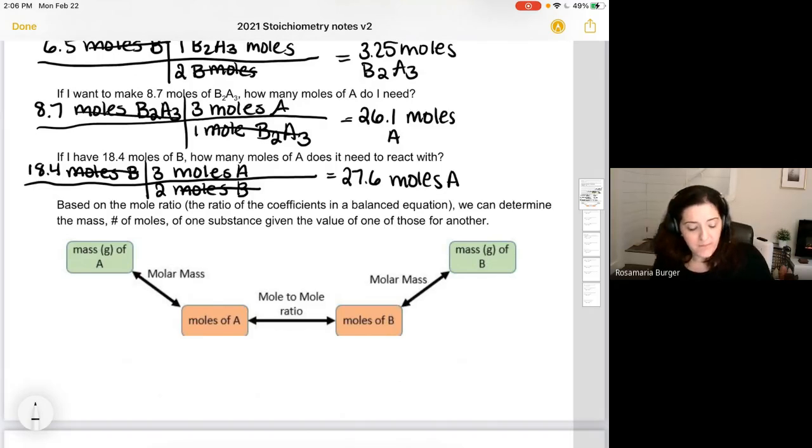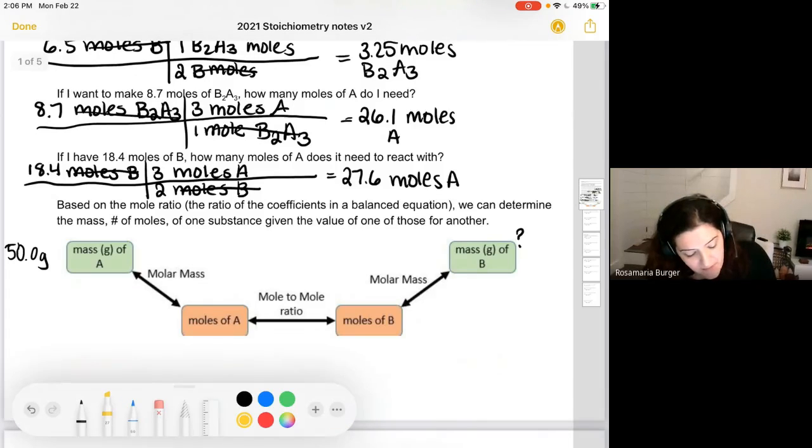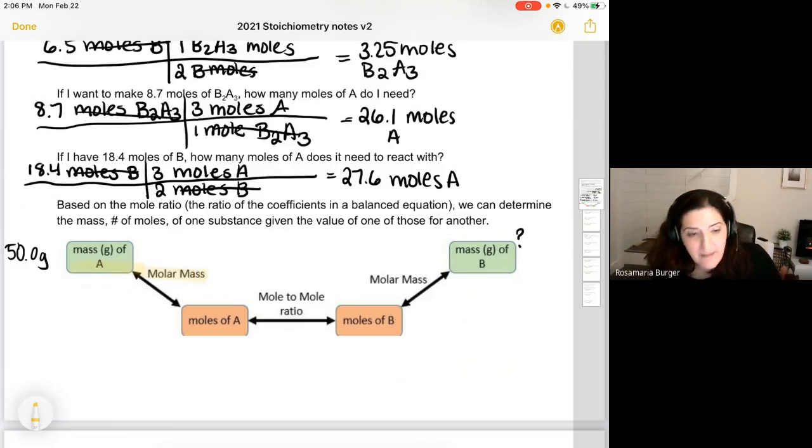Okay. So let's say I wanted to get the mass of a substance. If I give you, let's say you start with 50.0 grams of substance A, and I want to know how many grams of substance B I can get. Well, I can follow this path. I can take that mass, divide it by the molar mass, and get moles of substance A. Then I can use my mole ratio to switch over from substance A to substance B.